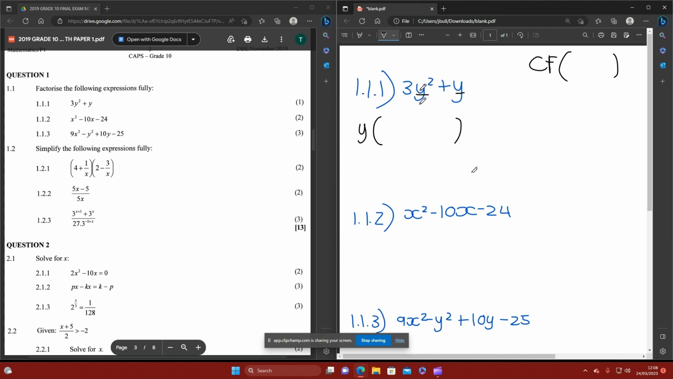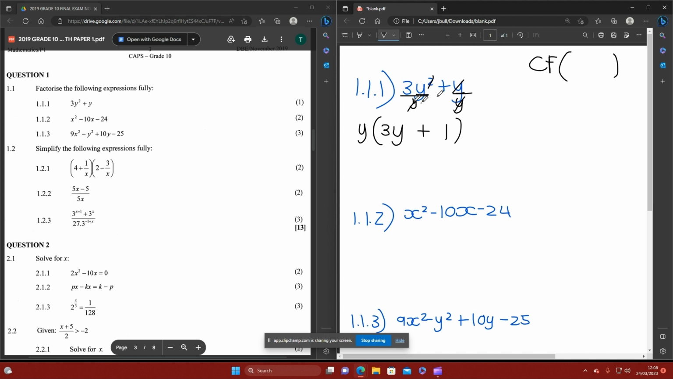So 3y squared, if we divide that by y, we're still going to have the 3. And then this y squared and the y, with our exponent laws, we're just going to have y left over. And then if we do it on this side as well with this term, y divided by y, those are just going to cancel. So we're just going to get 1. And that is as far as we can factorize that one. So we take out a common factor of y and we work out what's left. Okay, so this one we cancelled that square and we cancelled the y. That's why we have the y left.